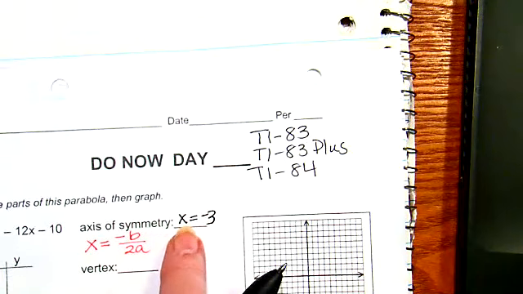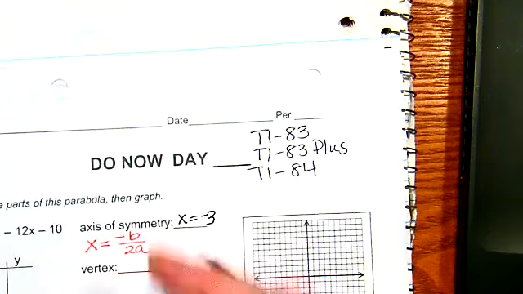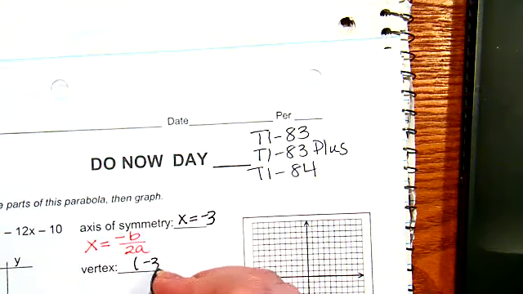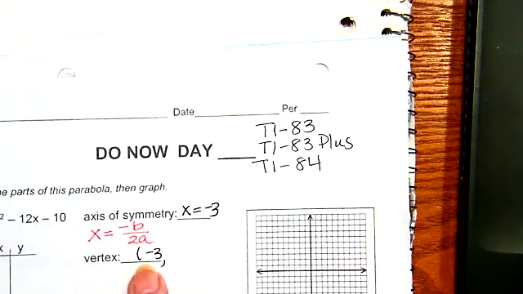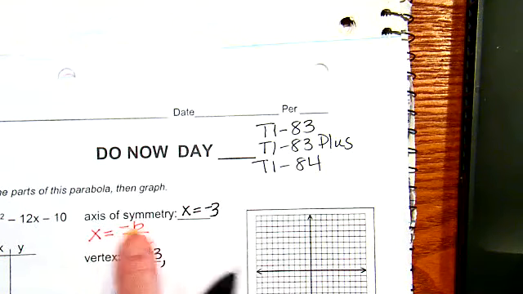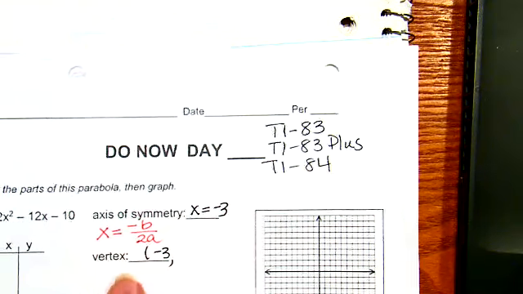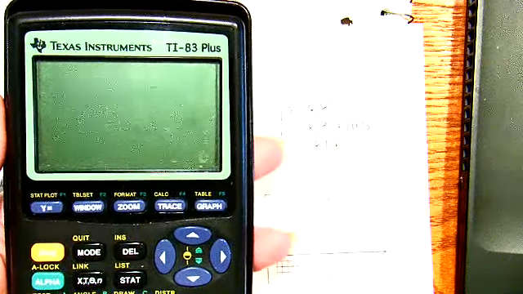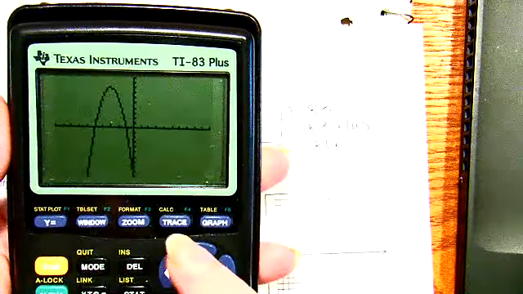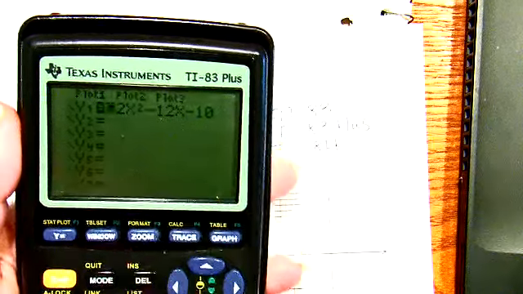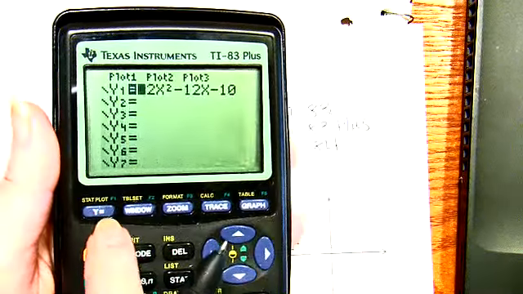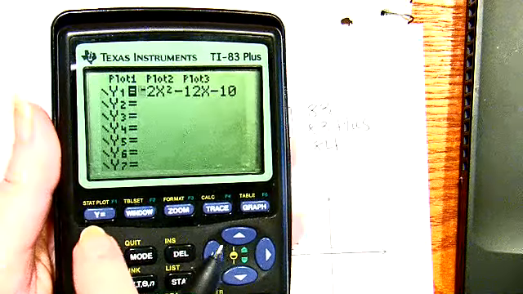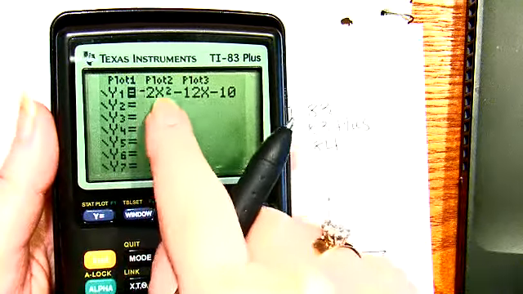Now, what makes this easier is that this is the first number of the vertex. By calculating this negative 3 the way we just did, it makes it easier to find the vertex on this calculator. So let me turn it on. Now, just about everything starts on this calculator with this button. It's the first button, and it's y equals. So I've already typed it in.